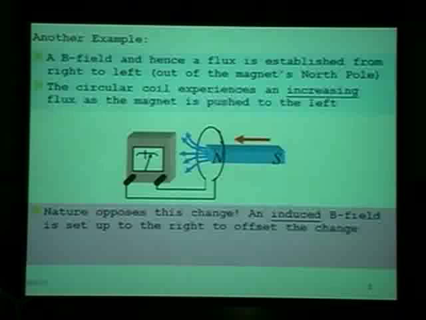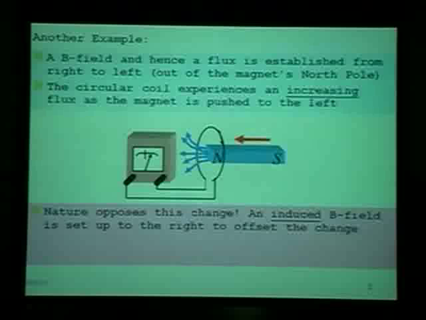So, this principle is this. We've got the status quo, nothing's happening. All of a sudden, a flux comes in that's changing. By moving this magnet in like this, I'm increasing the flux in that direction as I move it towards the coil. And nature has the ability, it will try to maintain the status quo. It'll try to avoid the change, to mitigate the stress that's being put on the system.